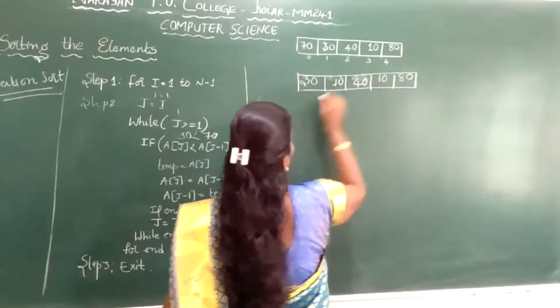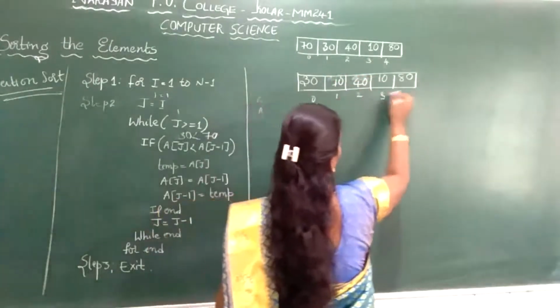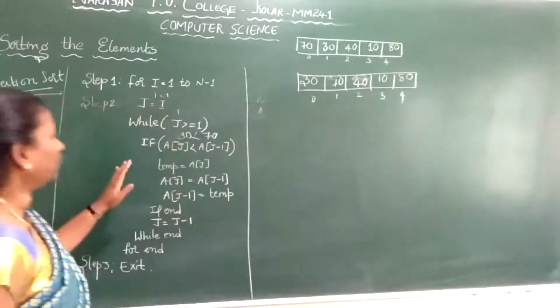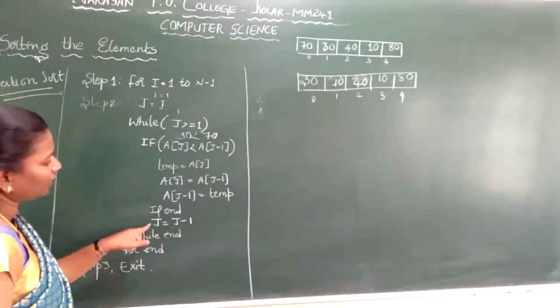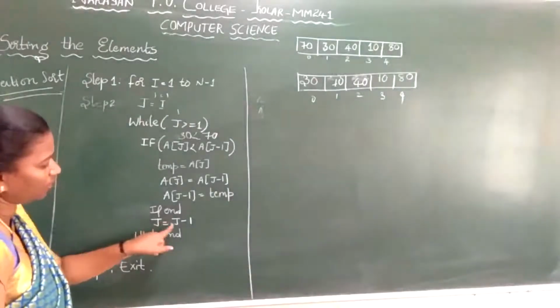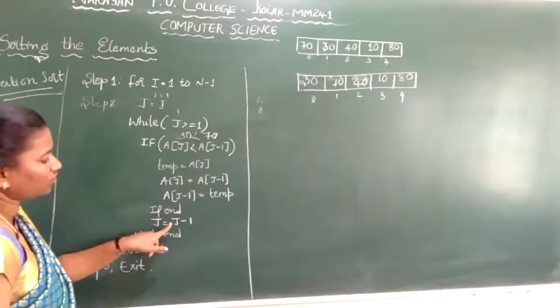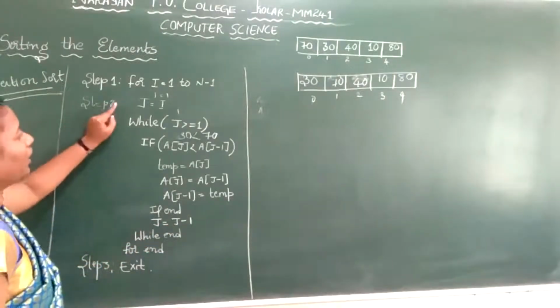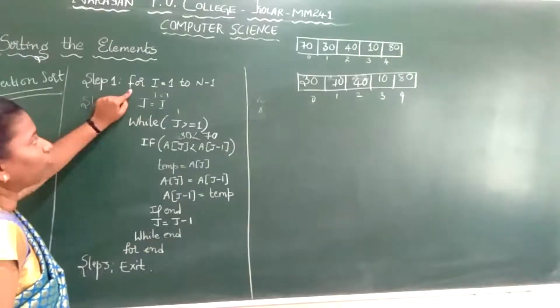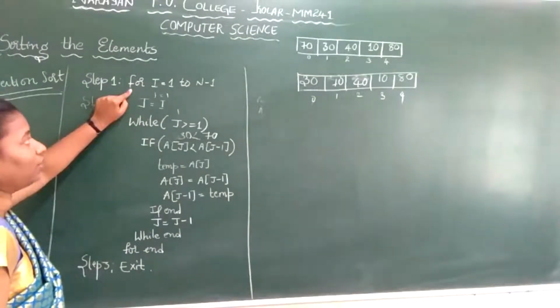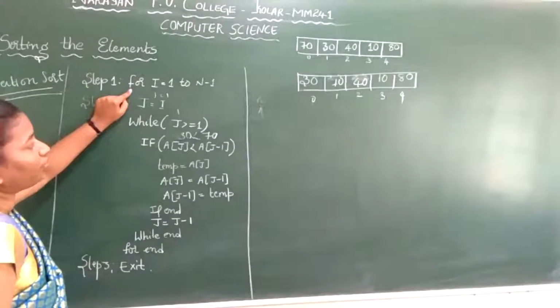This is 40, with indices 0, 1, 2, 3, 4. Now the statement is j will become j minus 1. j was 1, and 1 minus 1 is 0. j is 0. Again the condition fails in the while loop. Again we go to the for loop. Now the i value gets incremented from 1 to 2.